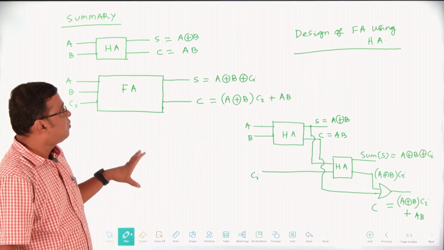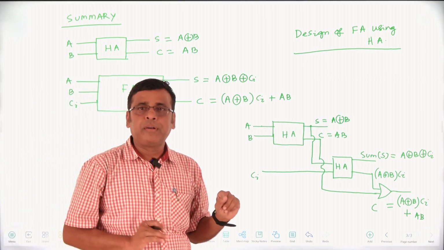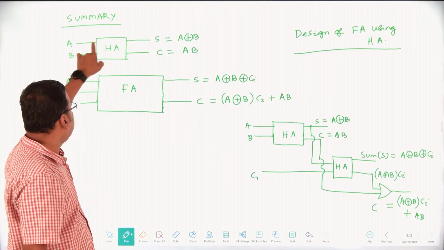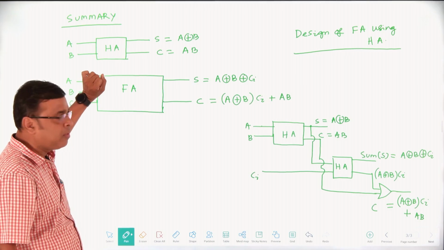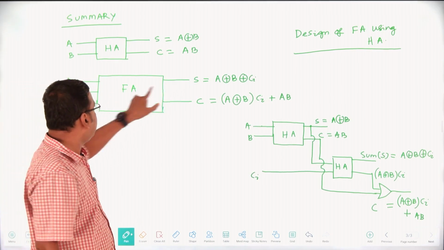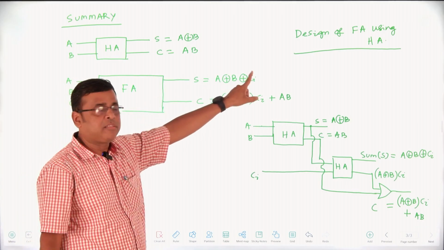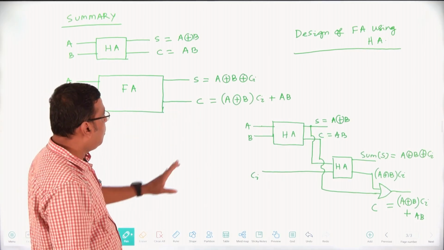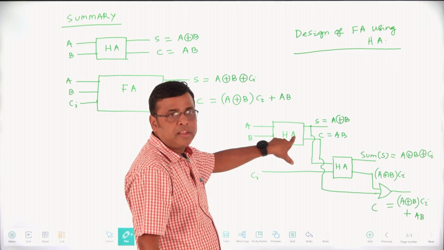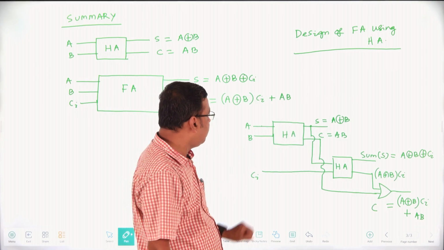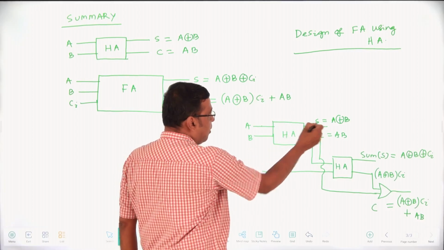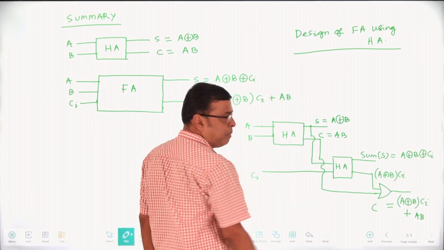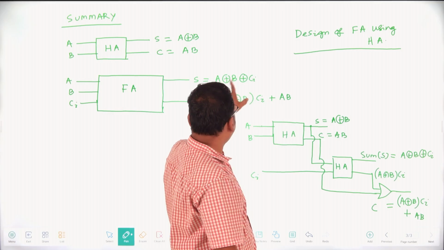Okay, again, how to design the full adder using half adders? In a half adder, there are only two outputs, sum and carry. The sum is this XOR this, and the carry is this into this. But in case of a full adder, the sum is A XOR B XOR CI, and the carry is (A XOR B) into CI plus AB. So here is a half adder: if the inputs are A and B, the sum is A XOR B, and the carry is AB. But we require (A XOR B) into CI.